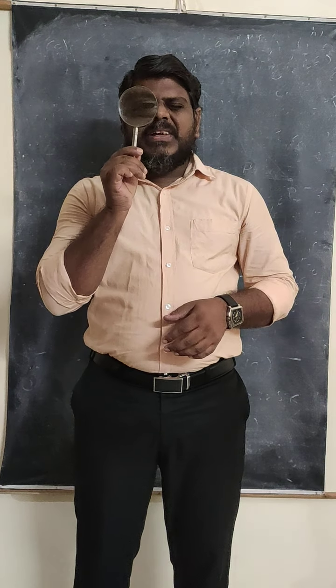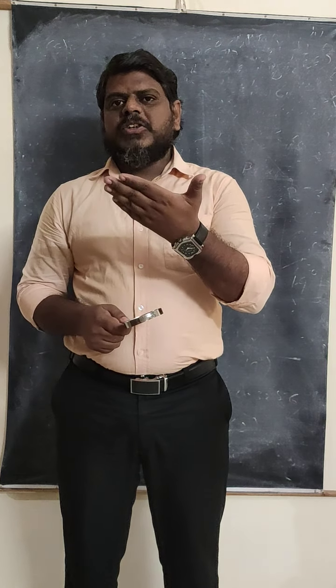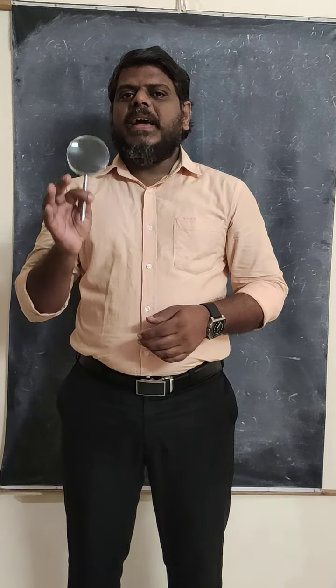So when you look through this, what happens? The object's visual angle increases. Objects which are very small in size, when you look at them like this, appear large in size. When the object size increases, or it comes near to our eye, the visual angle increases, and we are able to see the object very clearly. So the simple microscope is nothing but a magnifying lens. How many lenses are there? Only one magnifying lens in the simple microscope.